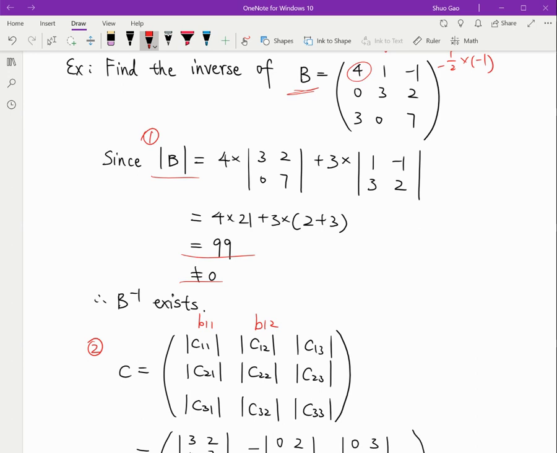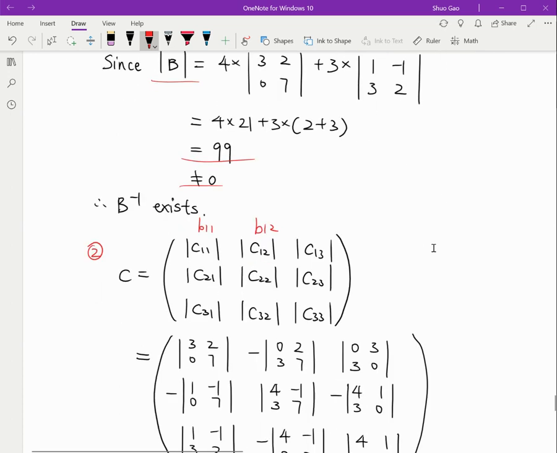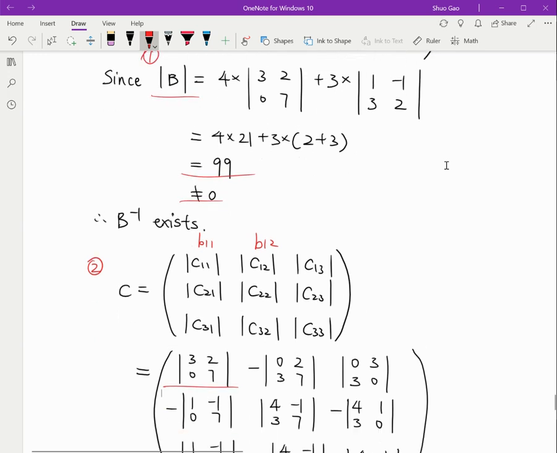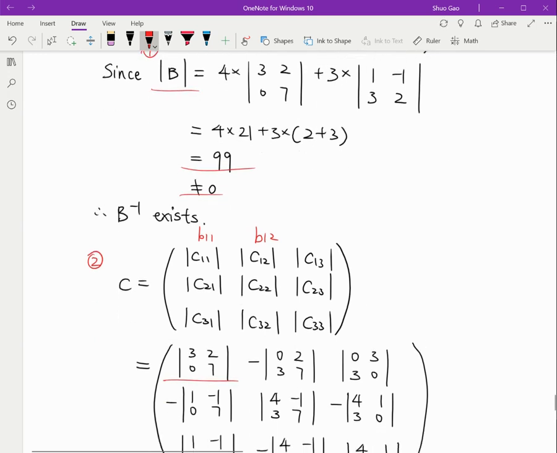So the cofactor of B11, which is the number 4 here, right? We want to find the cofactor of this element, in the first row and first column. Again, we need to delete the first row and the first column where the number 4 lies. And the subdeterminant is 3, 2, 0, and 7. Right, so here is 3, 2, 0, and 7. And because it's B11, 1 plus 1 is even, so we don't have to add a minus sign before that.